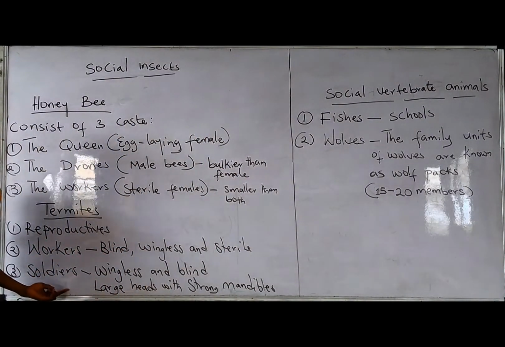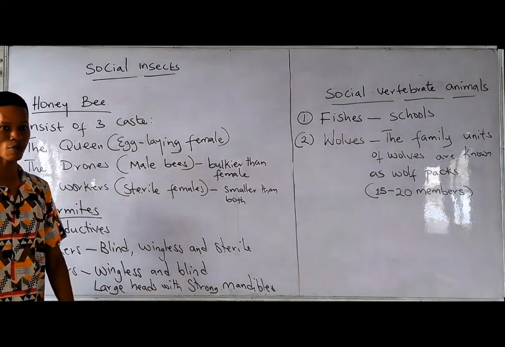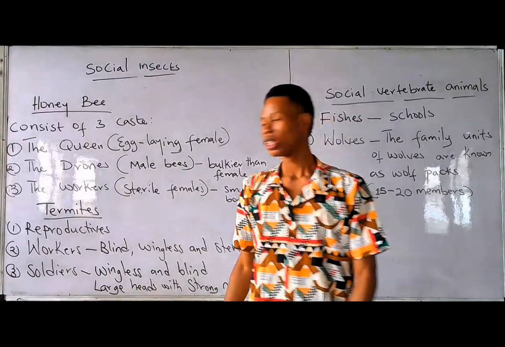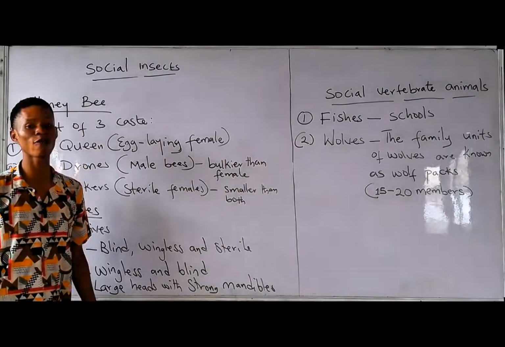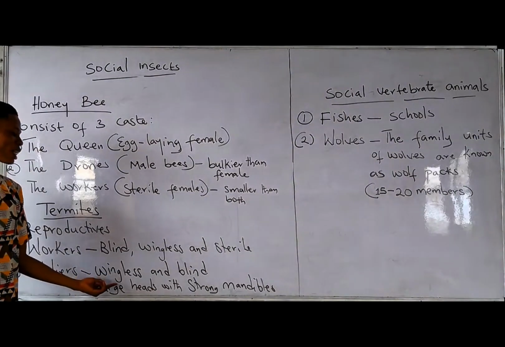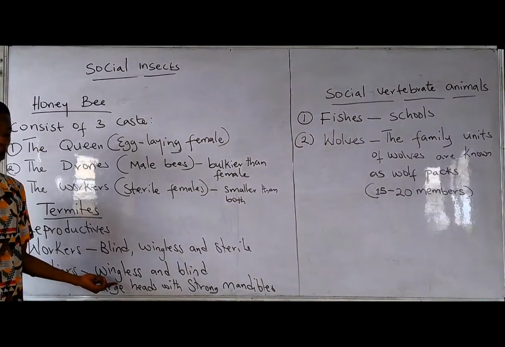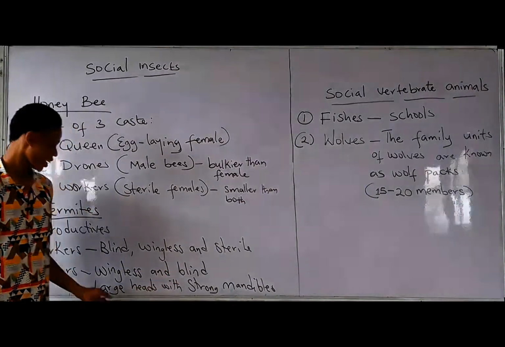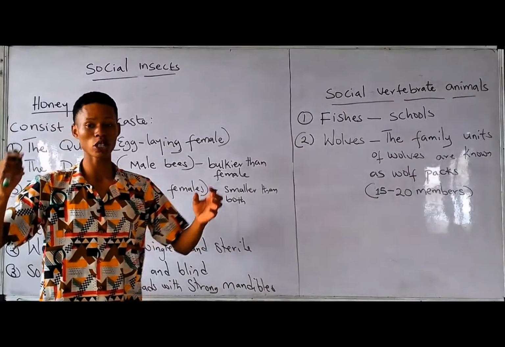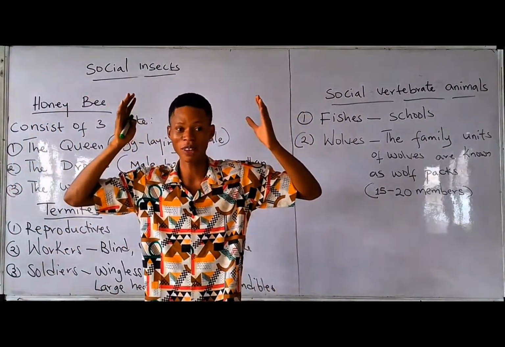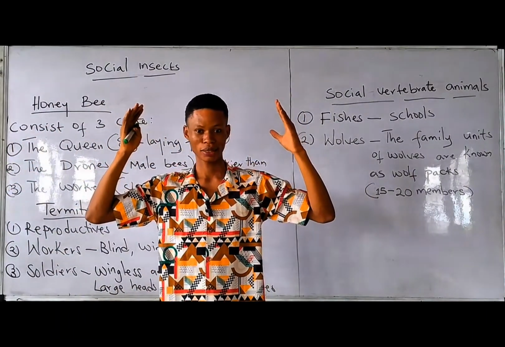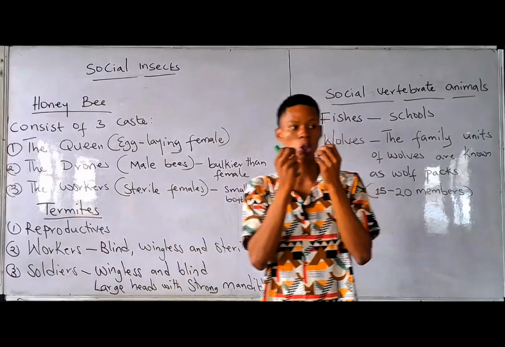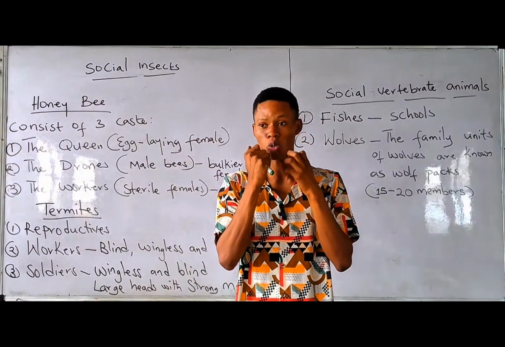Now the soldiers. When we say soldiers in the termite caste system, it is not that they are carrying guns and wearing army uniforms. No. The soldiers here, you can always differentiate them from others. One, they are wingless, just like the workers. They are also blind, a blind soldier. And they have large heads. That's one thing you always know them with. They have large heads with strong mandibles. They have a very strong mouth part.